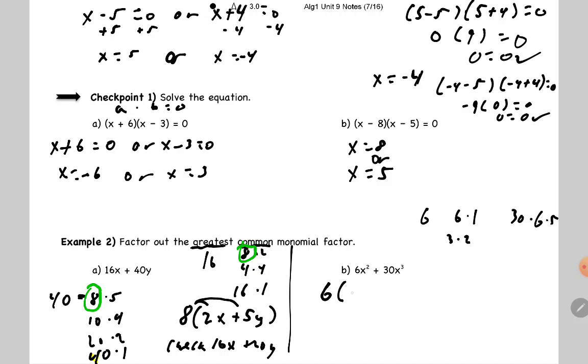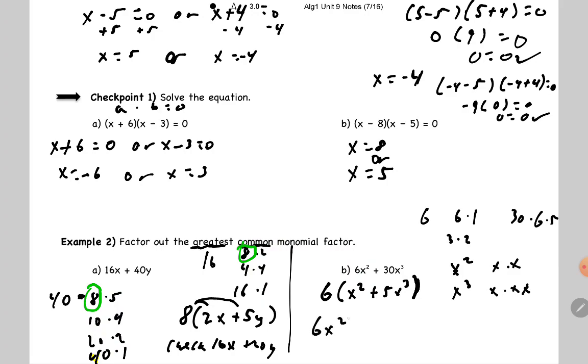So 6 divided by 6 is 1, so I'm left with x squared here. And then 30 divided by 6 is 5, so x cubed. Okay, but I'm not done yet. These both have x's. I can factor out, so let's look at x squared and x cubed, for example. The factors of x squared is just x times x. X cubed is x times x times x. So I can factor out 2 of those x's.